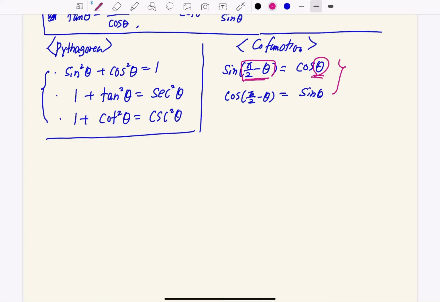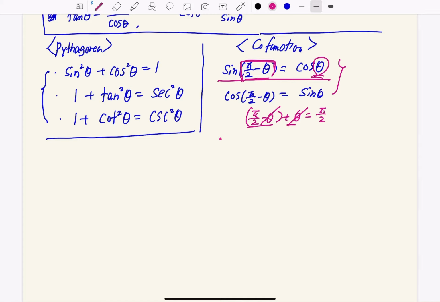Look at this. In this first equation, the angle for sine is pi over 2 minus theta. And the angle for cosine is theta. Let's add them. Their sum is negative theta plus positive theta, which cancels out to 0. So their sum is just pi over 2, right? If the sum of two angles is 90 degrees or pi over 2, we call them complementary angles. So in that case, sine and cosine are the same.